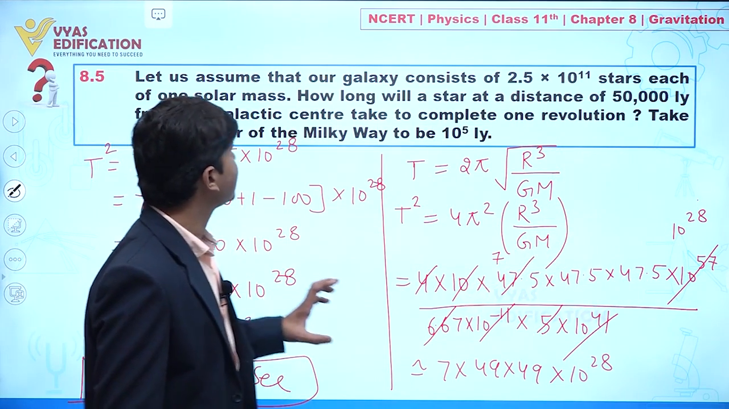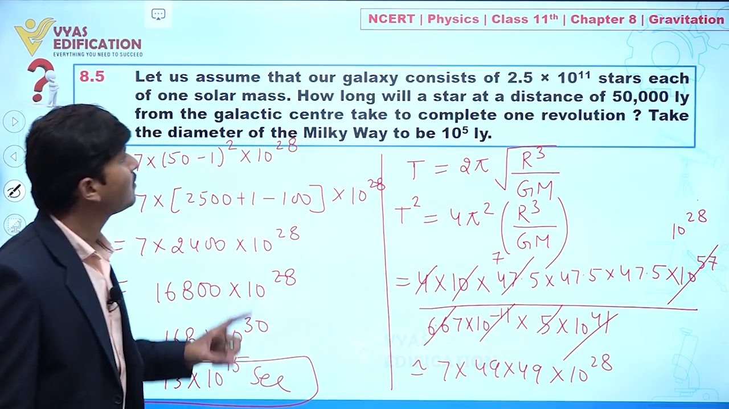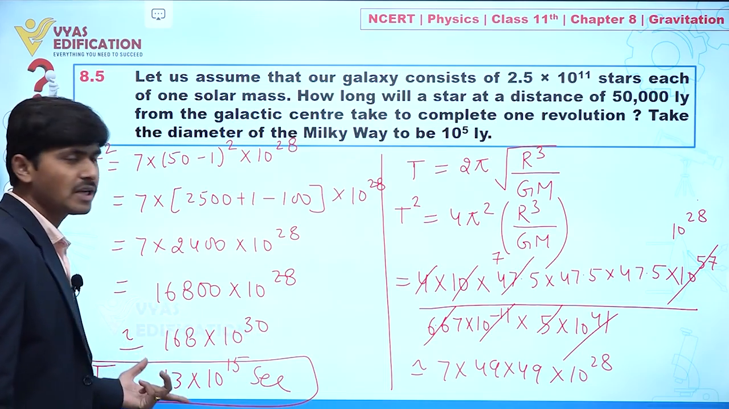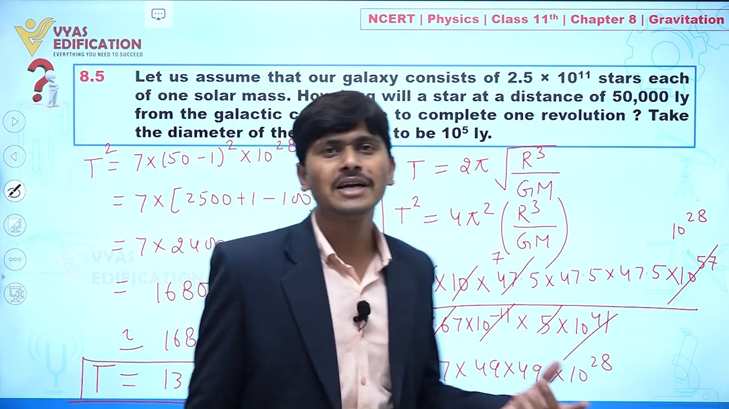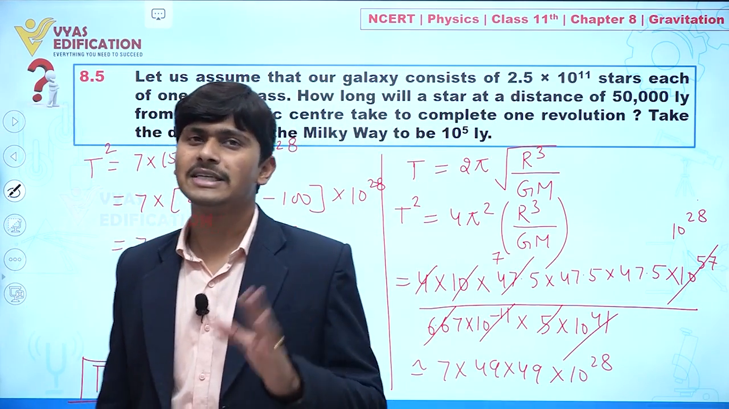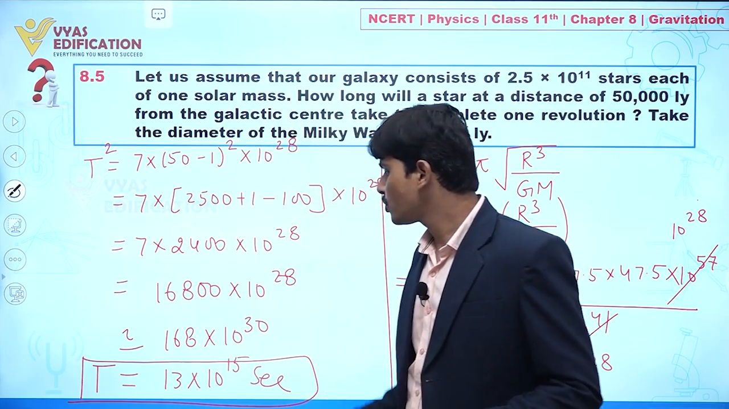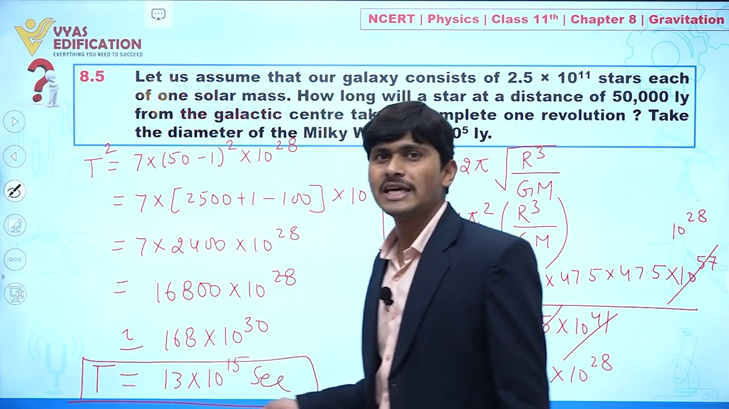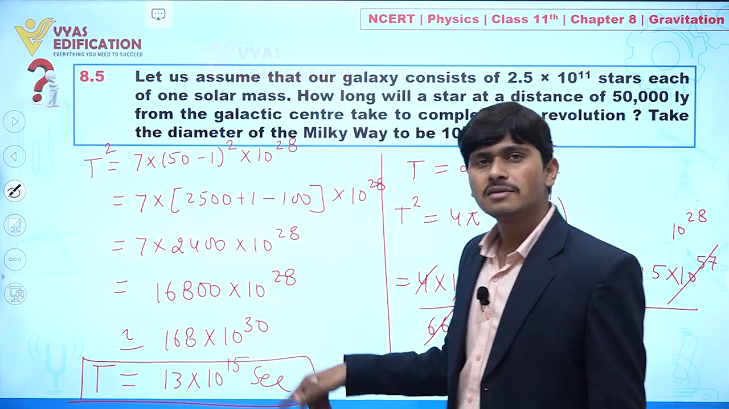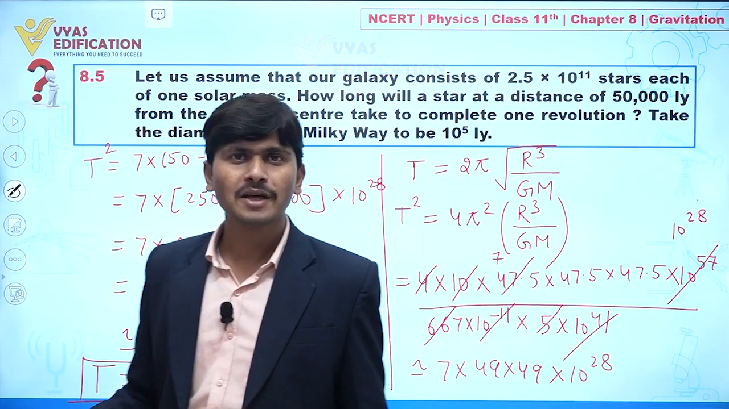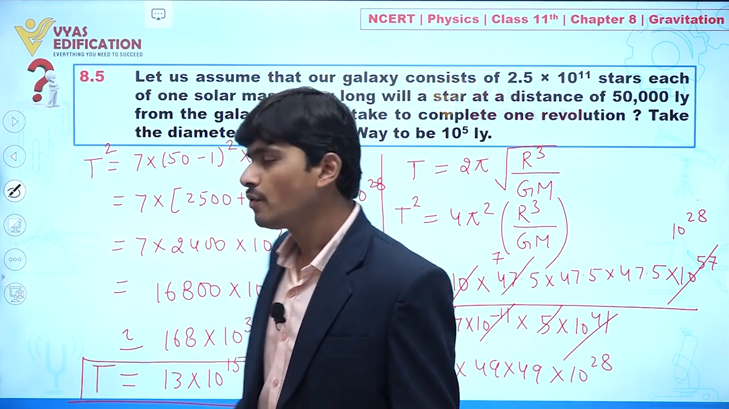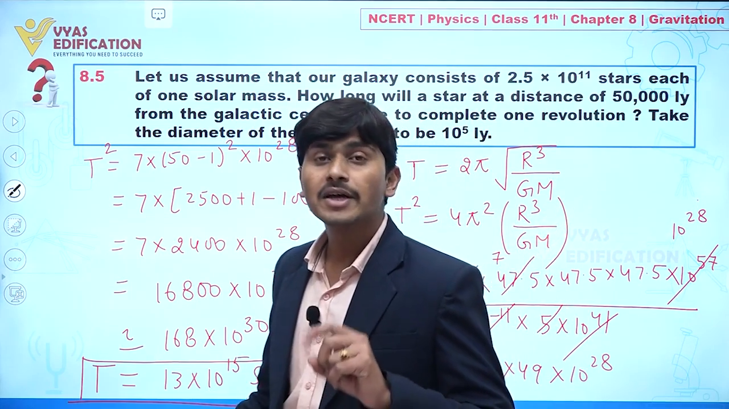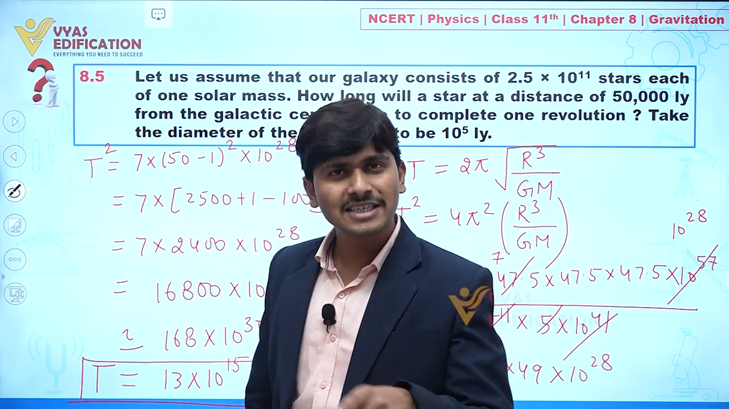Now it means this is the total time taken by this star to complete one revolution. Now you can convert this time period into years or days also. If we want to convert into years, first of all we have to divide by the number of days, 365.25, then by 24, then 60 and then 60. So first we divide this expression by 365.25, then by 24, then by 3600.